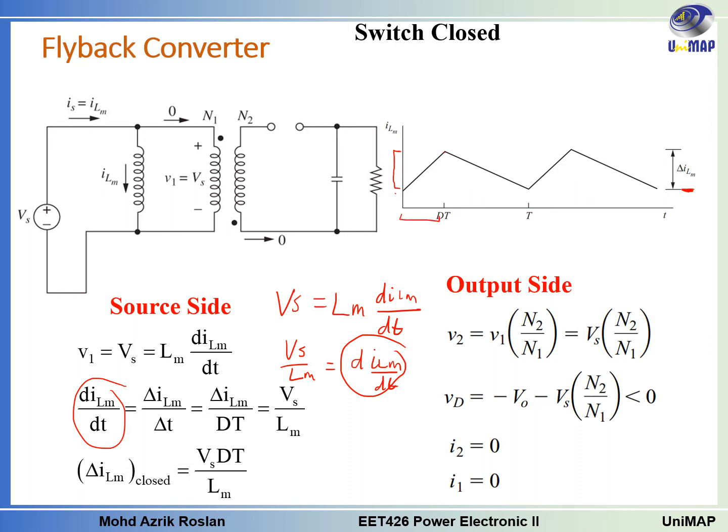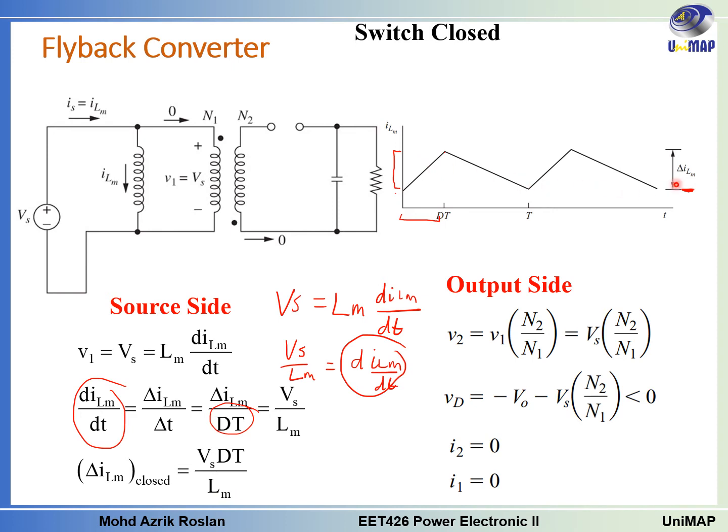Okay, so the time from this to this is dt. So when we have the delta ilm when the switch is closed, when you solve this equation, you will get Vs. When you want to find the delta ilm, you move this dt to this side, so the equation becomes Vs multiplied by dt divided by Lm. So this is the equation for delta Ilm.